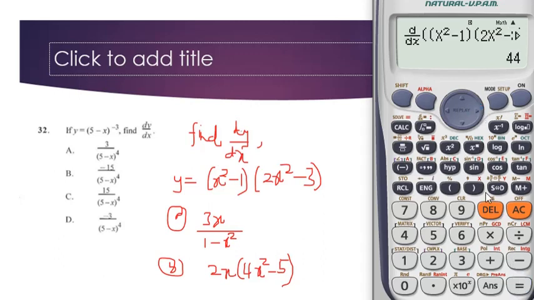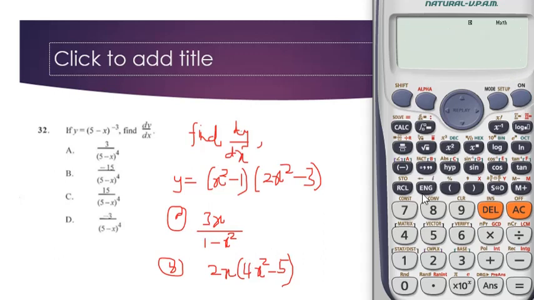Now all you have to do is check for the right answer. So we have 44 as the right answer, which corresponds to this differential. Now let's check whether A or B will give us that specific value, which is 44.